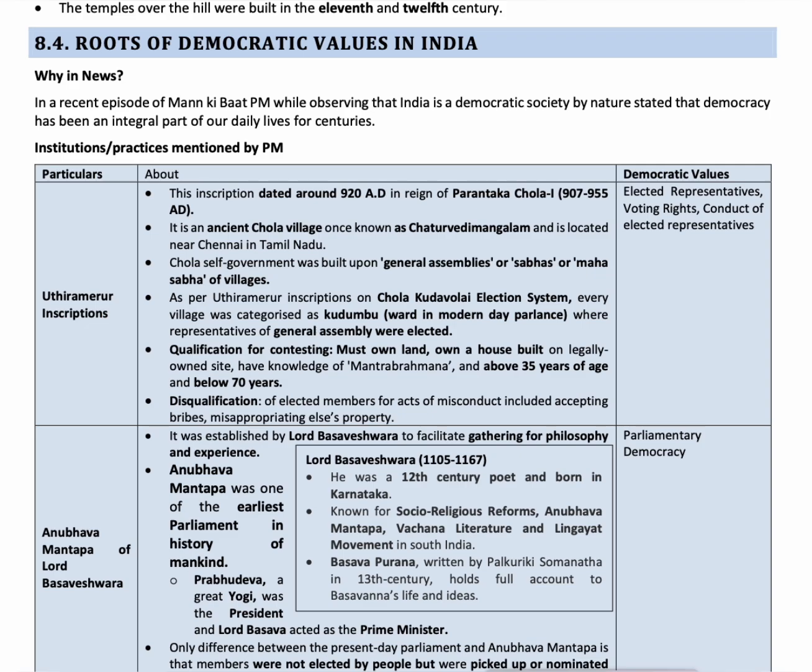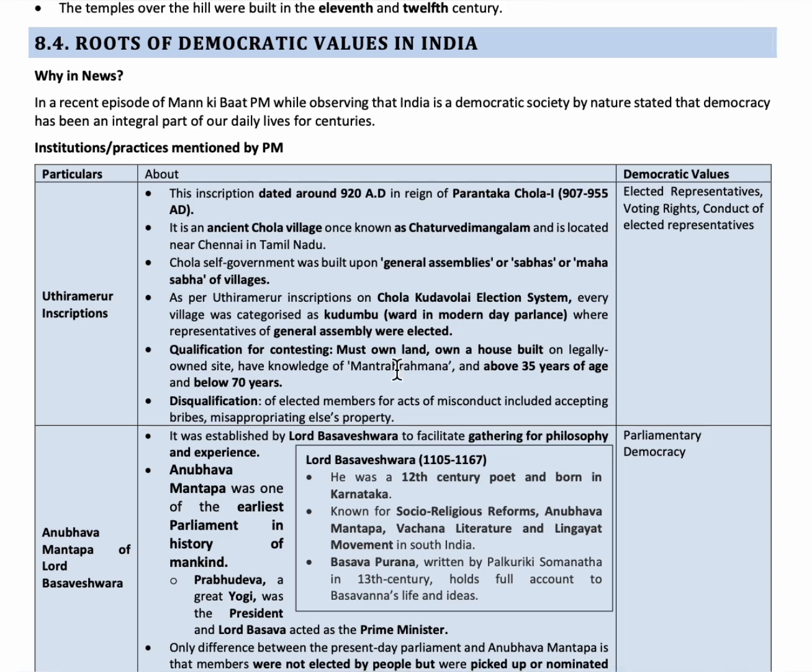So here the first one is the Uttaramerur inscription. This inscription tells about the election system conducted by the Cholas, and tells about the qualifications and disqualifications in the election system. A person contesting in elections should be above 35 years and below 70 years of age, should legally own land and a house, and should have knowledge of mantra brahmana. If he accepts any bribe or occupies others' property illegally, then that person is disqualified from elections. So, this is the election process according to the Uttaramerur inscription.